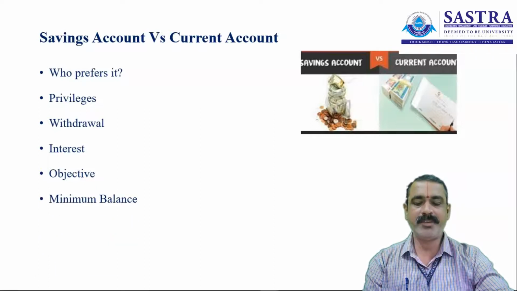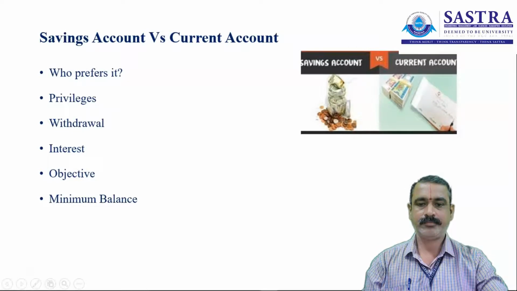Minimum balance. With regard to minimum balance, the savings account is to be kept with a minimum balance of 500 and there is a minimum balance of 1000 fixed for the current account holders. Overdrawn facility or overdraft facility. This facility is not available for the savings bank account holders, whereas the same facility is offered to the current account holders.